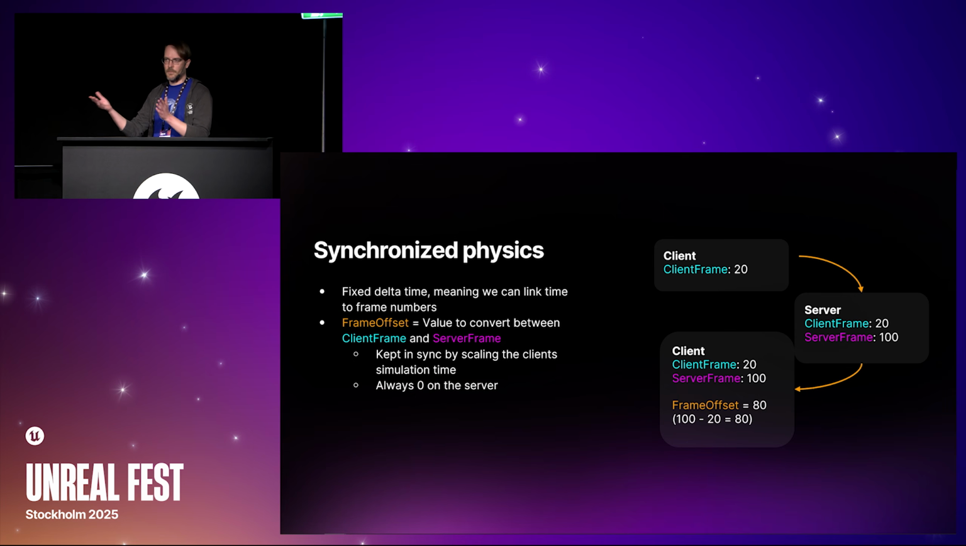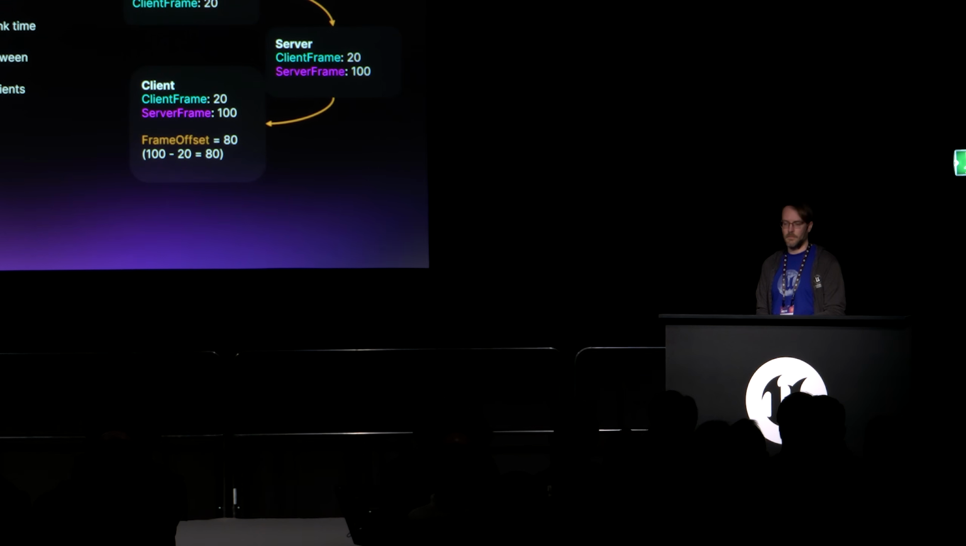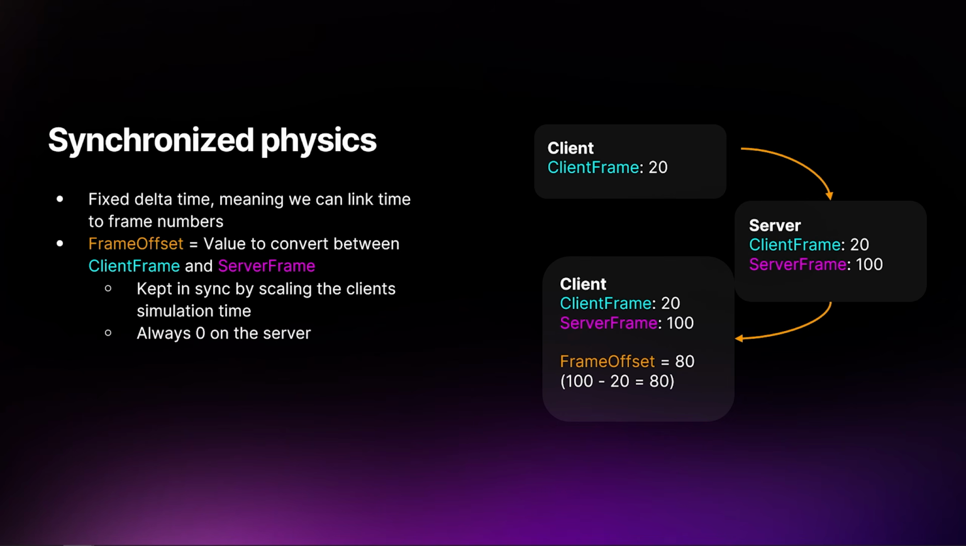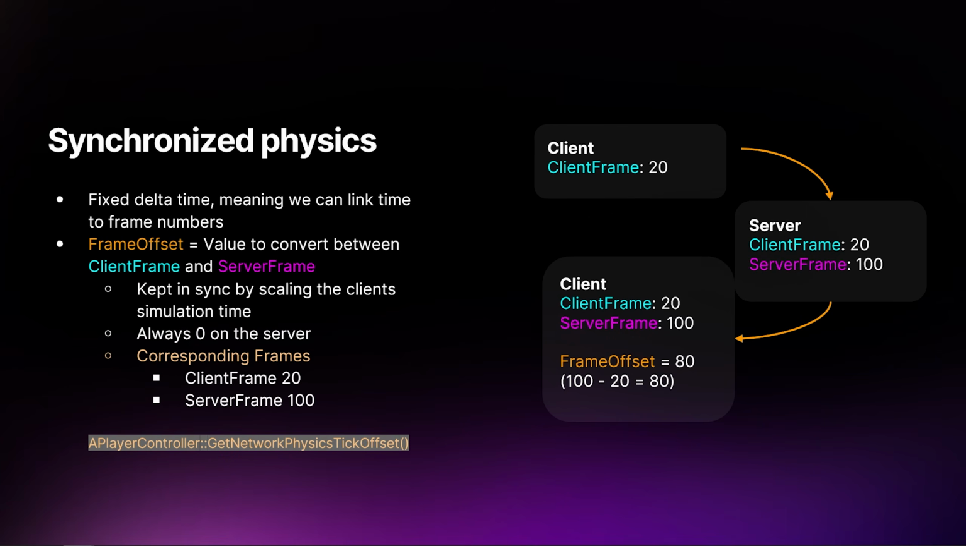So the server frame number can be whatever at that point. The client receives that back, and then the client calculates the frame offset between client and server. In this case, it takes 100 server frame minus client frame 20 equals 80. And now the client can translate between client frame and server frame. So it knows the client can take its current frame plus frame offset and know that this is the corresponding frame on the server.